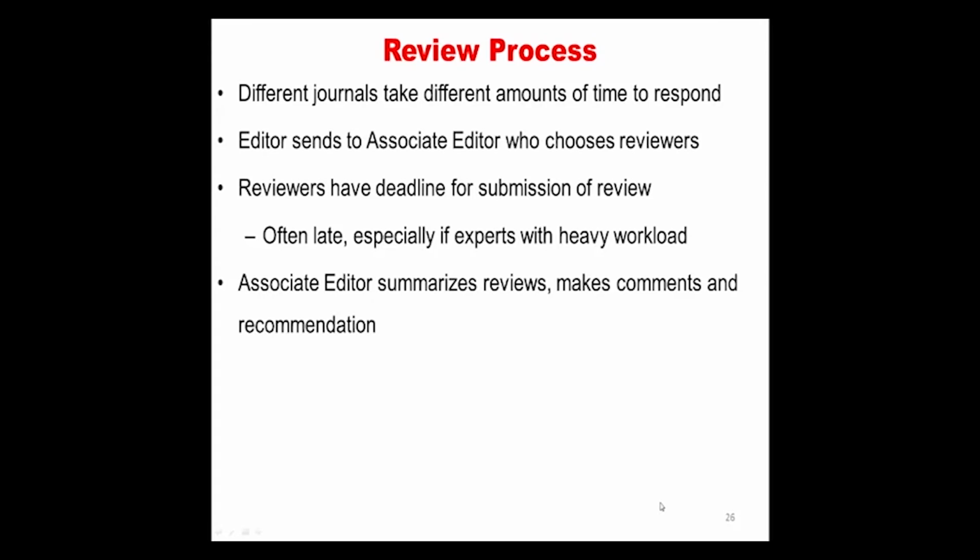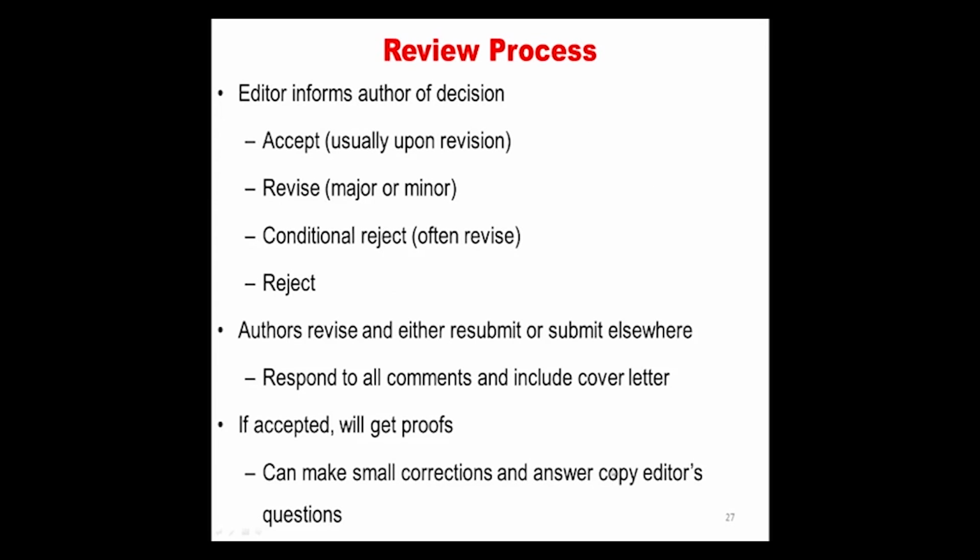The associate editor then gets the reviews. Usually there's 2, maybe 3, maybe even 4. They summarize them all together and make comments and a recommendation to the editor, like this paper should be published or this paper shouldn't be published. The editor will then inform the author of the decision, which is usually to either accept it with no more revisions, to revise it, either major or minor revisions, or a conditional reject, which is oftentimes a revision.